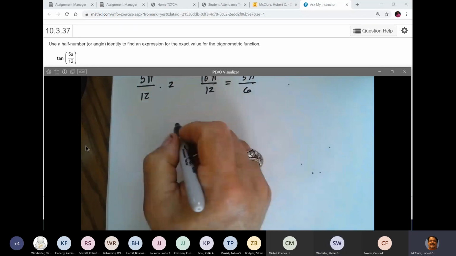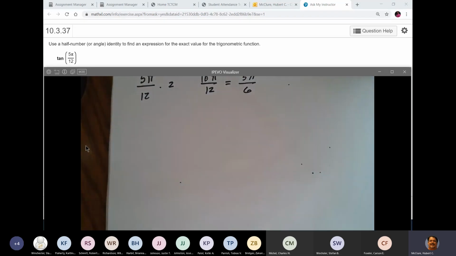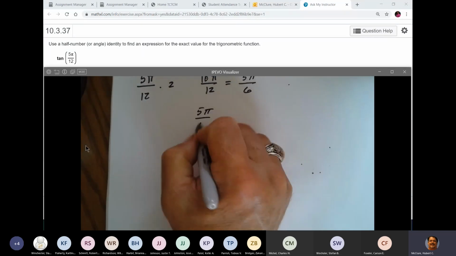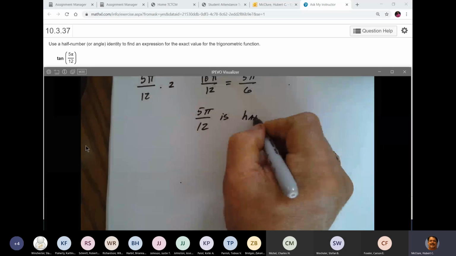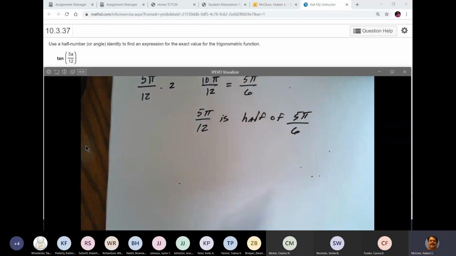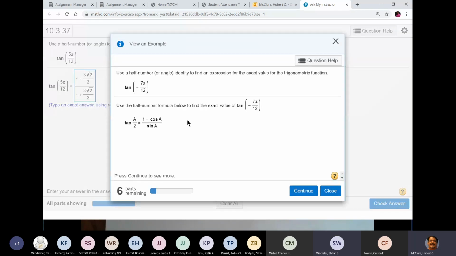So, as we said before, 5 pi over 12 is half of 5 pi over 6. So I don't have my cheat sheet with me, so what I'll do is I'm going to go over here. I can give you the. That's all right, it's right here.